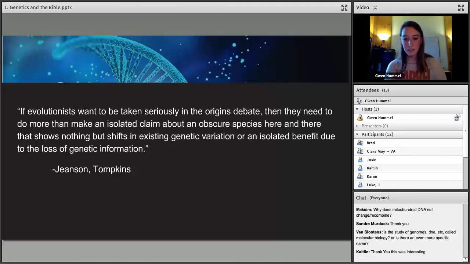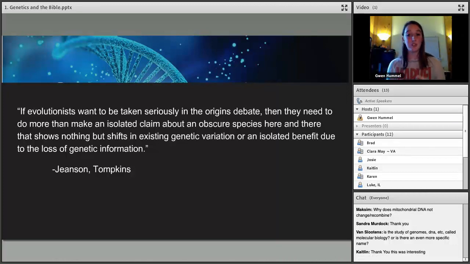Is the study of genomes, DNA, etc. called molecular biology? Oh yeah, so there's a lot of different questions. Molecular biology is the big name for all of that when you're looking at genes. There's also genetics, which is looking at the gene itself. So remember, when we're talking about the genome as books, those are the words.